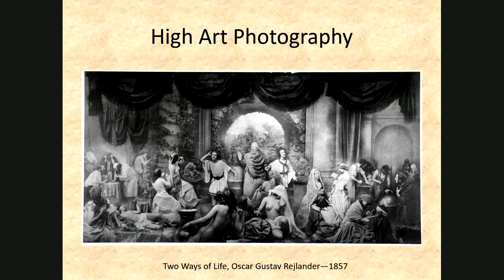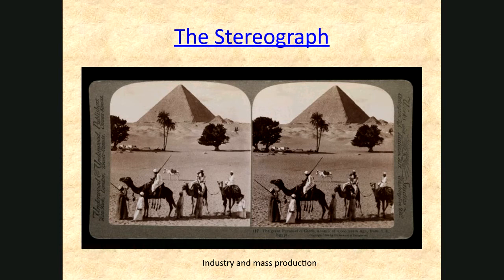Obviously, since we don't use these categories any longer today, they didn't really stick or work too well, but they were important for that time, and they're important for understanding how we move through the history of photography. So, as I said, we'll come back specifically to this Two Ways of Life by Oscar Rylander down the road in a bit, but let's move on to talking a little bit more about the stereograph.